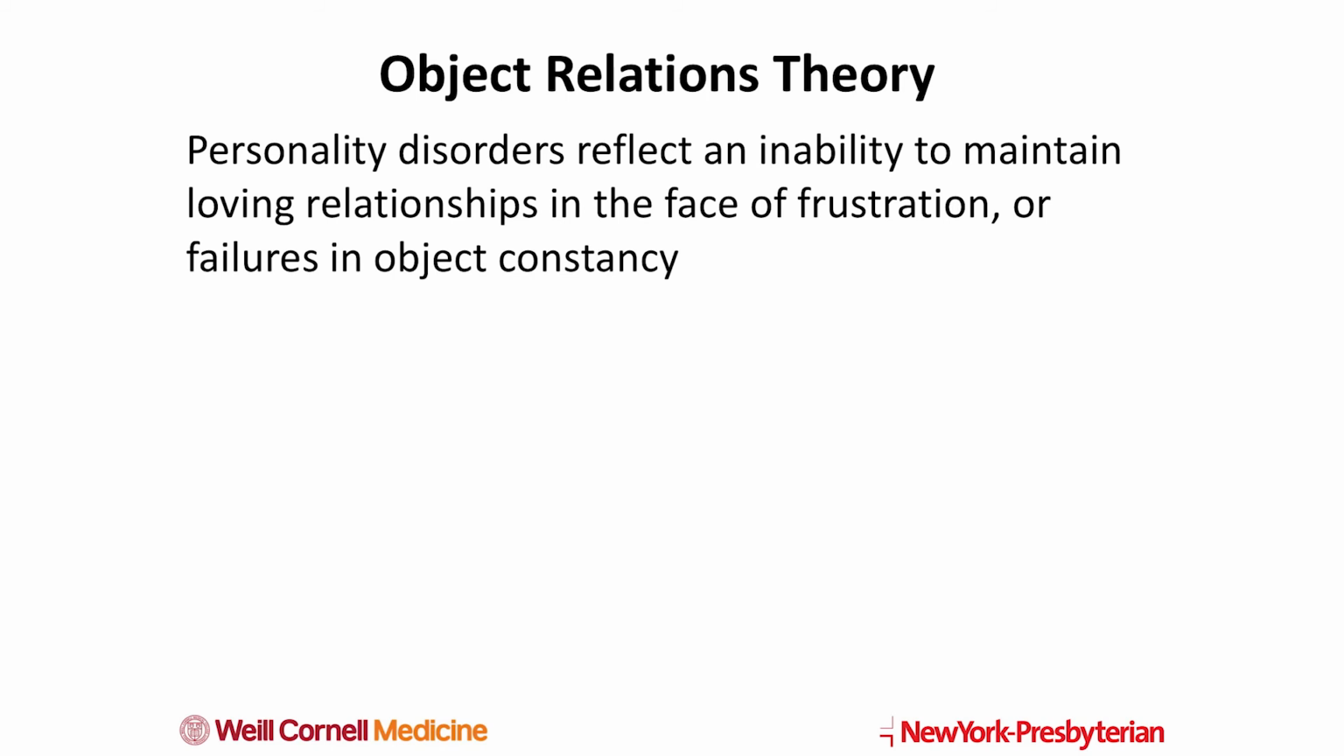As we have seen, ongoing constant failures of object constancy are part of all kinds of severe personality disorders, including borderline personality disorder. Although it is possible to describe serious personality disorders in terms of ego weaknesses, such as impulse control and affect tolerance, we can better understand these disorders if we understand that they reflect an inability to maintain loving relationships in the face of frustration, or failures in object constancy.